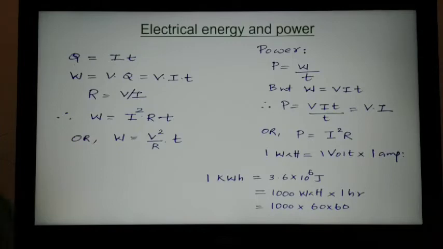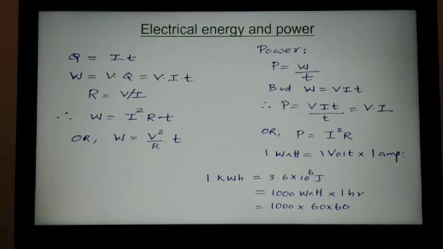From where does that energy come? That energy comes from the cell. The cell has chemical energy, and that chemical energy is converted into electrical energy here. Anyhow, W equal to I squared R t is the electrical energy generated when current I is flowing through a resistance R for a time t, or V square by R t is generated when a conductor of resistance R is provided a potential V for a time t.